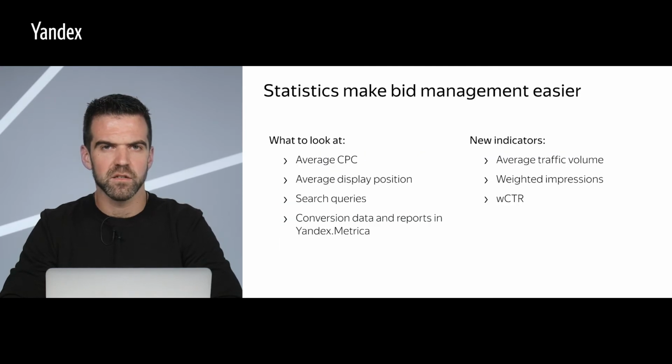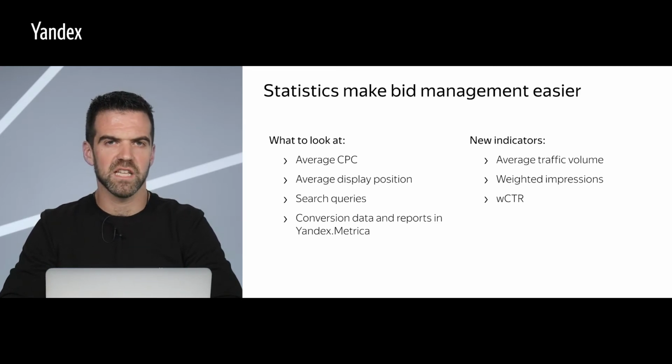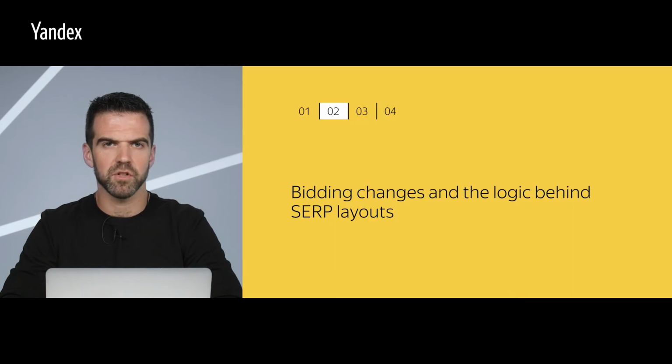When managing bids, we recommend that you keep an eye on your statistics. The average display position allows you to see where an ad was most frequently served. It's also useful to look at the average CPC, search queries, as well as reports and conversion data from Yandex Metrica. Other new indicators have appeared, such as average traffic volume, weighted impressions, and weighted CTR, but we'll discuss them a little later. Now let's talk about the changes to bidding and the logic behind SERP layouts.